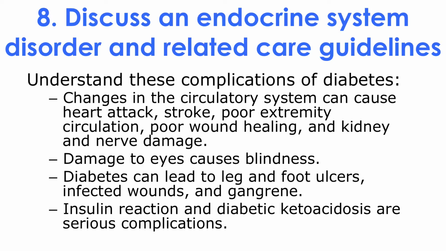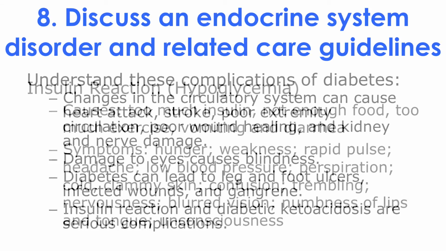So remember that changes in the circulatory system can cause a heart attack, can cause a stroke, poor extremity circulation, okay? Poor wound healing and kidney and nerve damage can happen. Damage to eyes causes blindness as well. All right? Diabetes can lead to leg and foot ulcers, infected wounds, and gangrene. Then eventually, possibly, you would have to get an amputation as well. You also need to understand that insulin reaction and diabetic ketoacidosis are also serious complications that can occur.